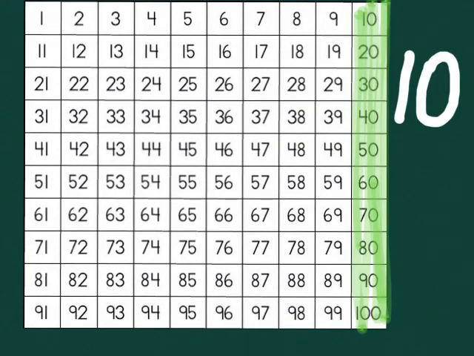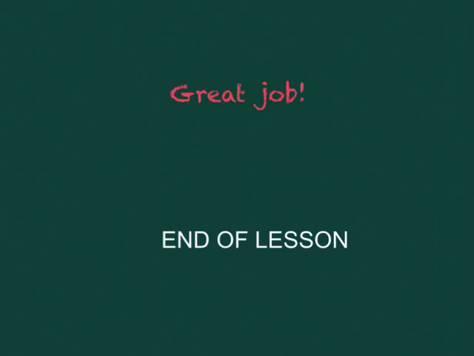And your third page was skip counting in 10, and it should just have that last row shaded in, all the ones ending in 0. If you got that right, then great job. If not, have another try. And when you feel like you've got that right, then that's the end of this lesson. See you next time.